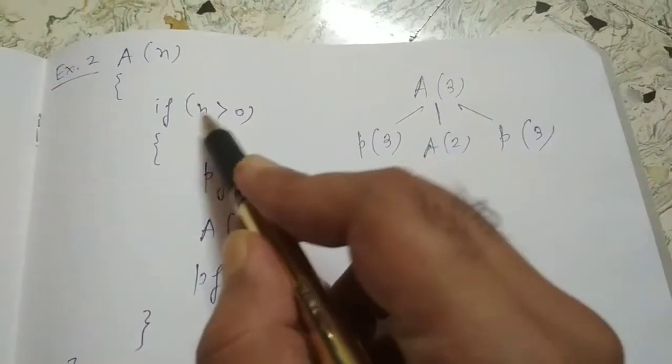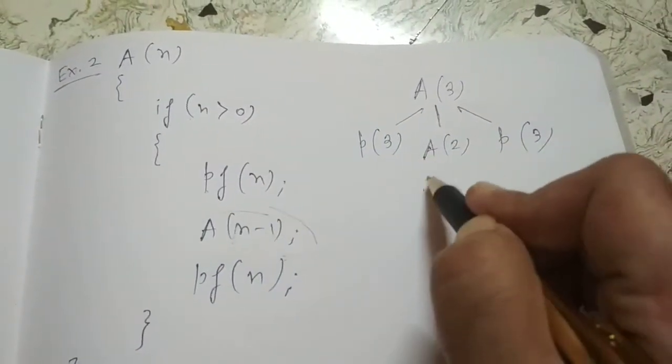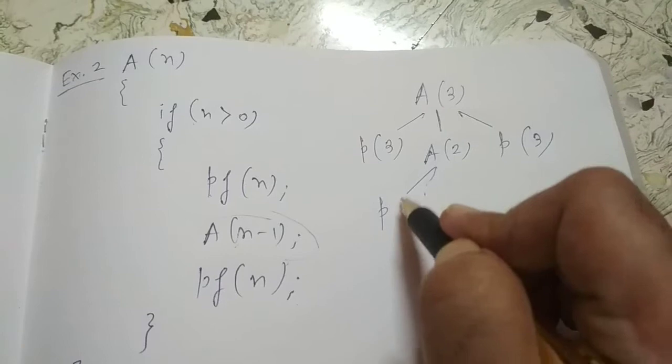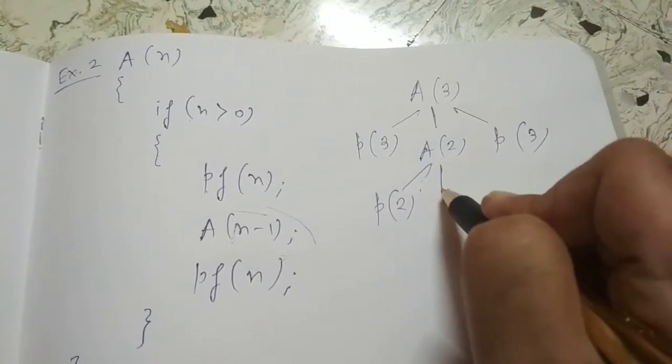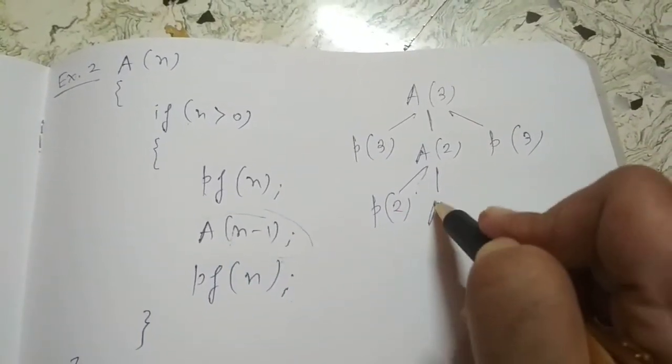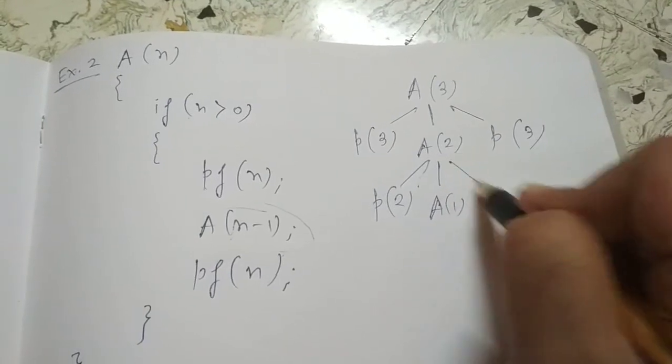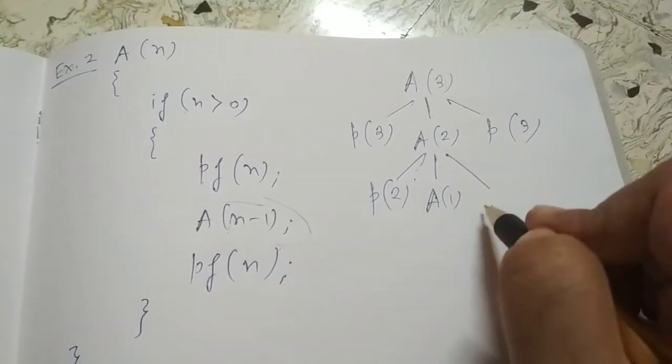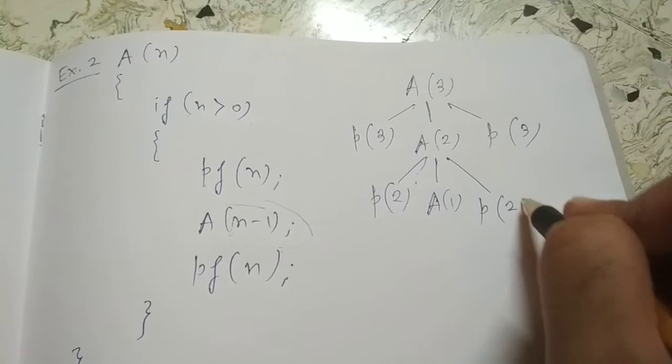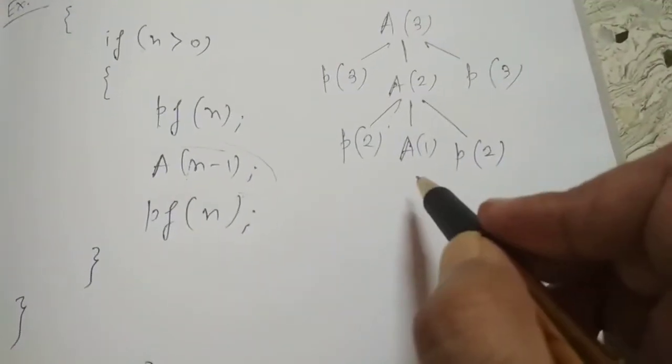So let's expand. Is 2 greater than 0? Yes. So you print. What do you print? You print n. That means you print 2. And then you invoke a of 1, and then you print n. So what do you print? You print 2.